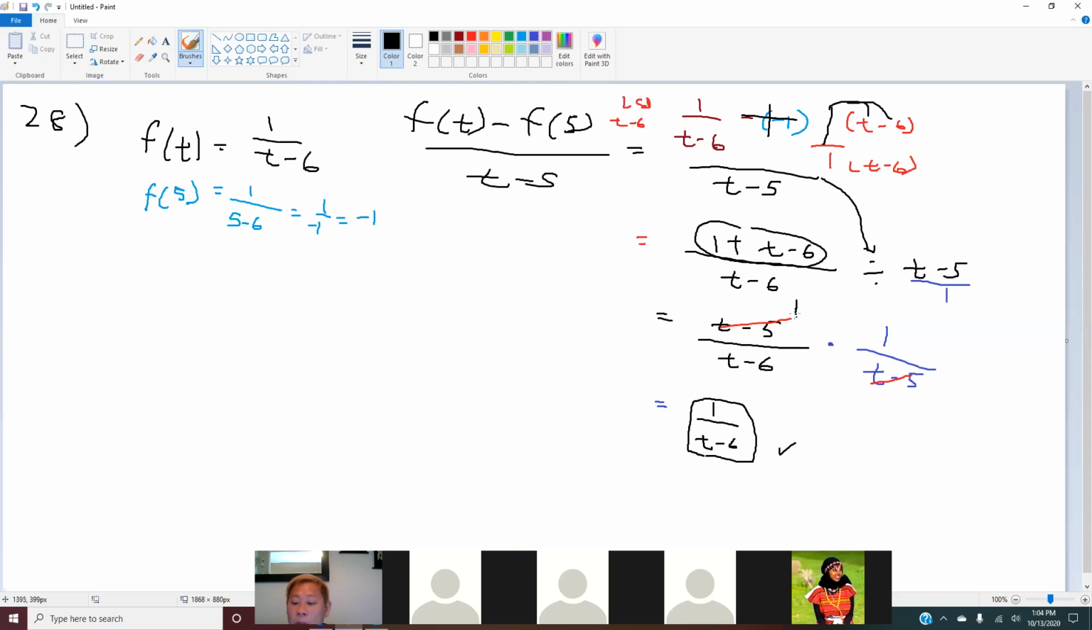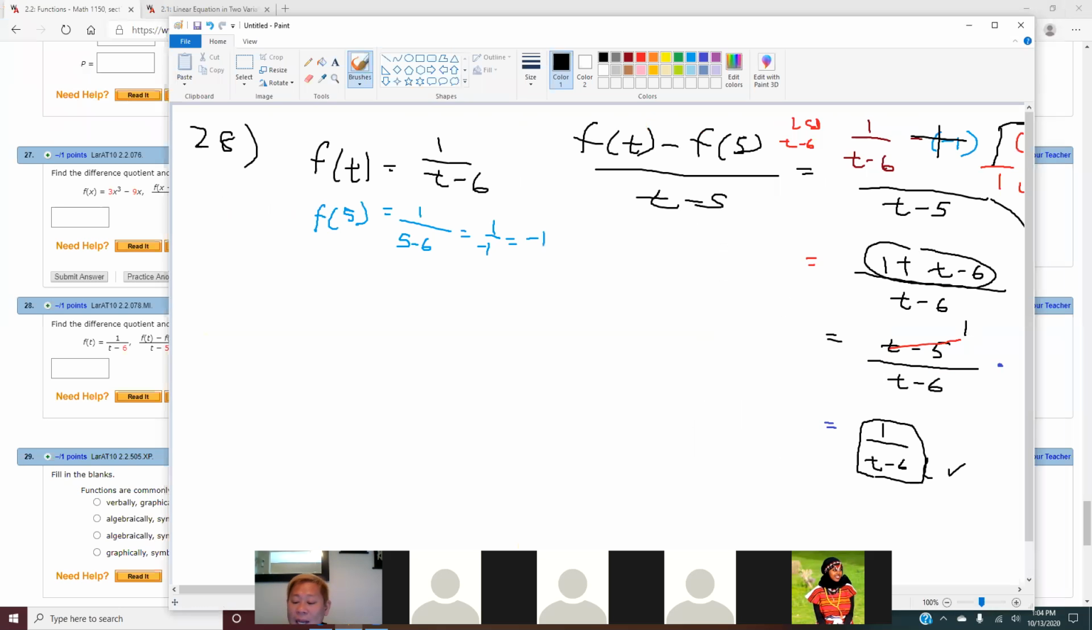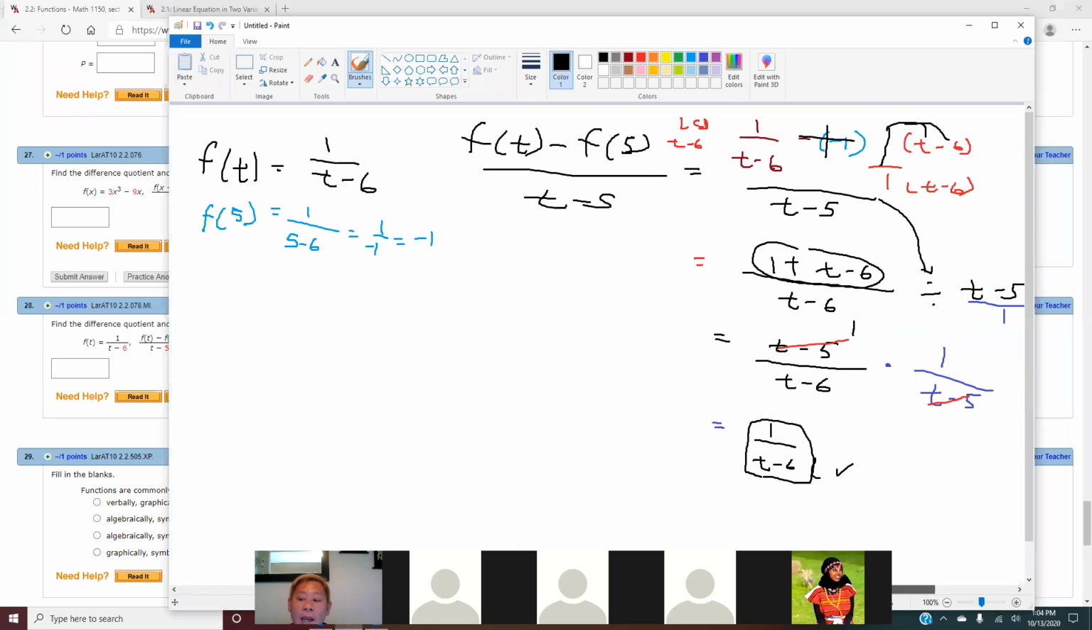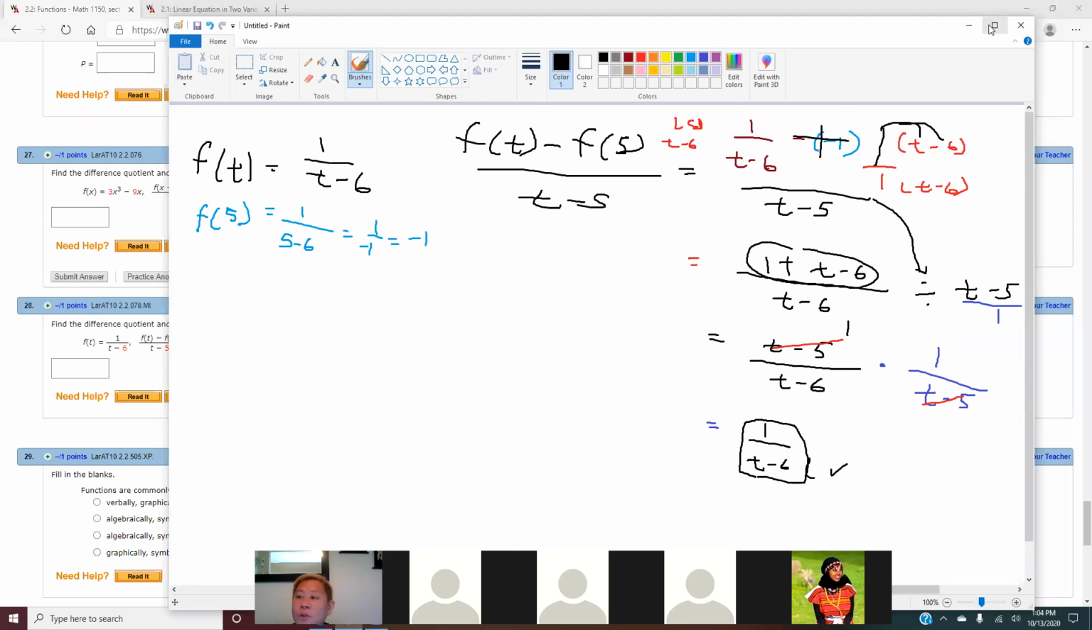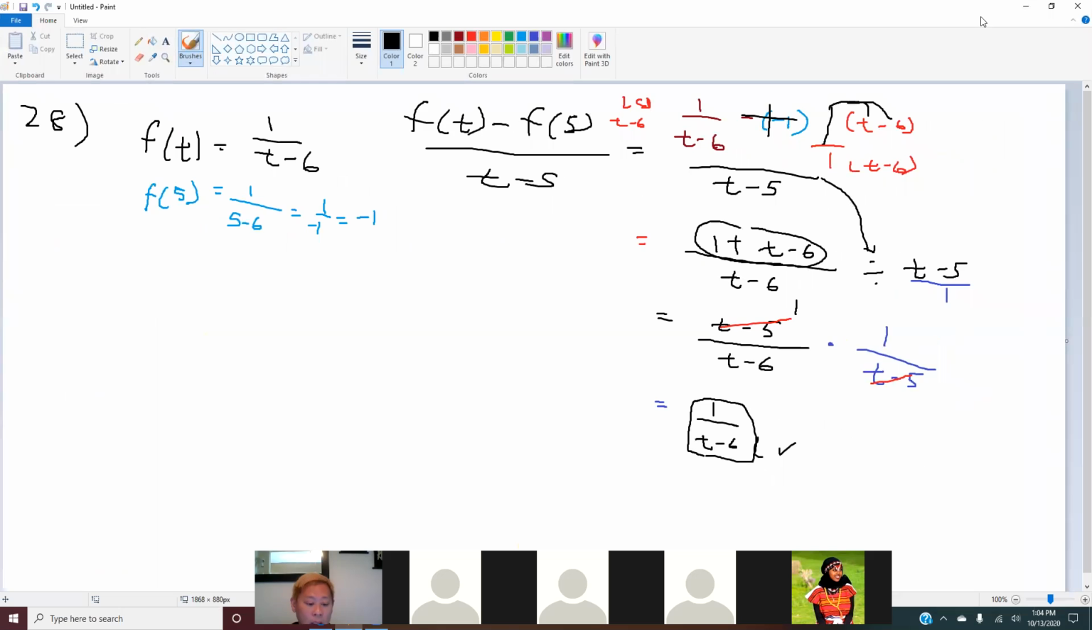The reason why you get 1 is because 1 times 1 is 1, and then the denominator is t minus 6 in this case. So this is how we do question number 28, which is a bit less work than 27 for sure. Okay. You guys all right here?